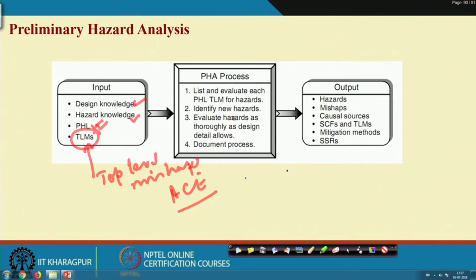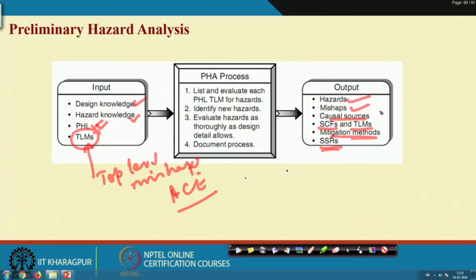What are the outputs? Hazards that you have already seen in PHL, accidents you have seen in PHL also, causal sources that you have also seen there, safety critical functions and top level mishaps. That is what is input here and output here, but we have not discussed the details. Then there are mitigation methods and some safety reviews. All those things are the output.